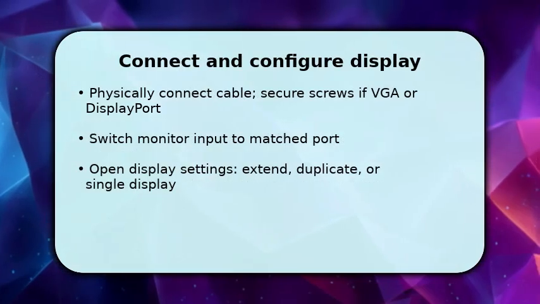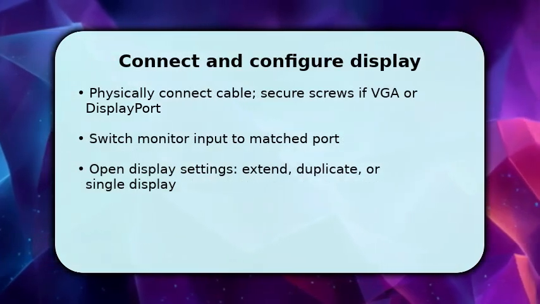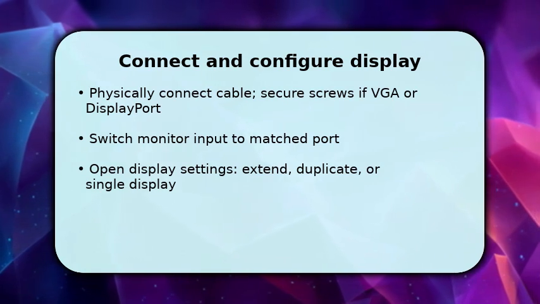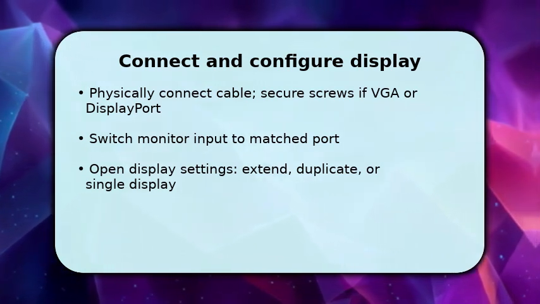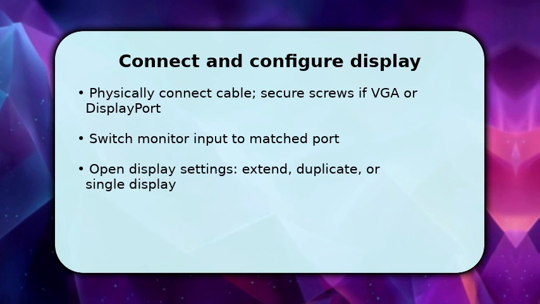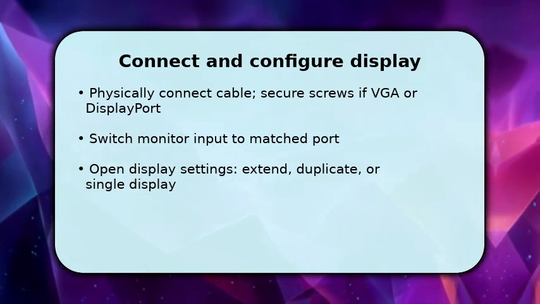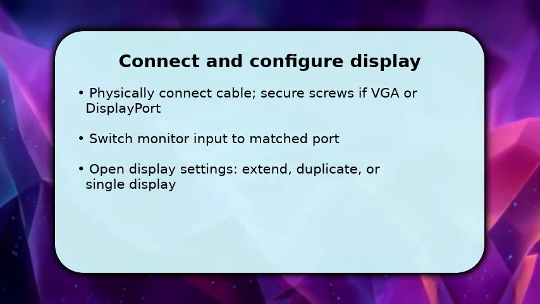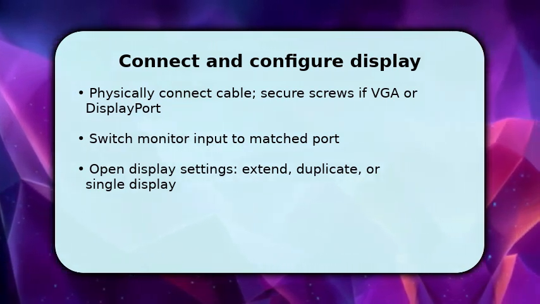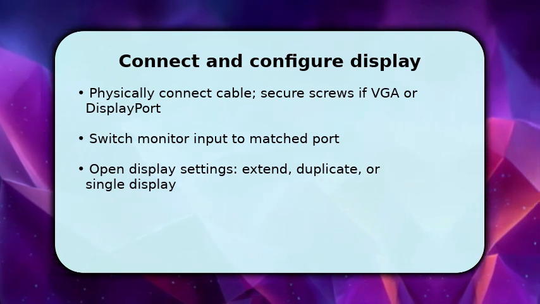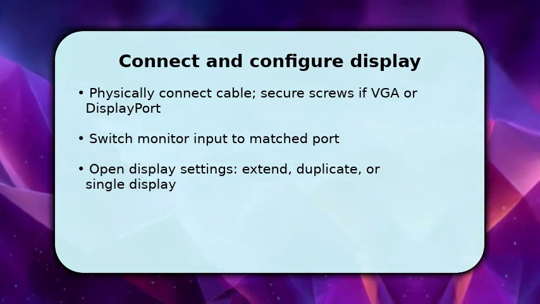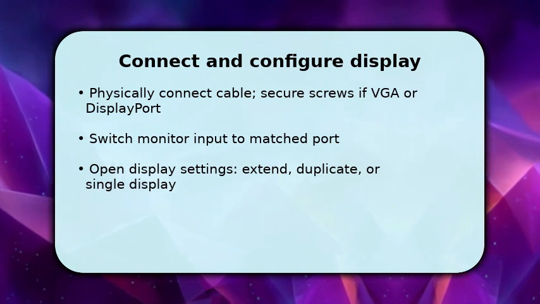With power on, connect the chosen cable firmly to both the laptop and monitor, tightening any screws on VGA or DisplayPort connectors so the link stays secure. Then use the monitor's Input/Source button to select the correct port. On your laptop, open Display Settings right away. Windows: Display Settings. macOS: System Preferences, Displays.